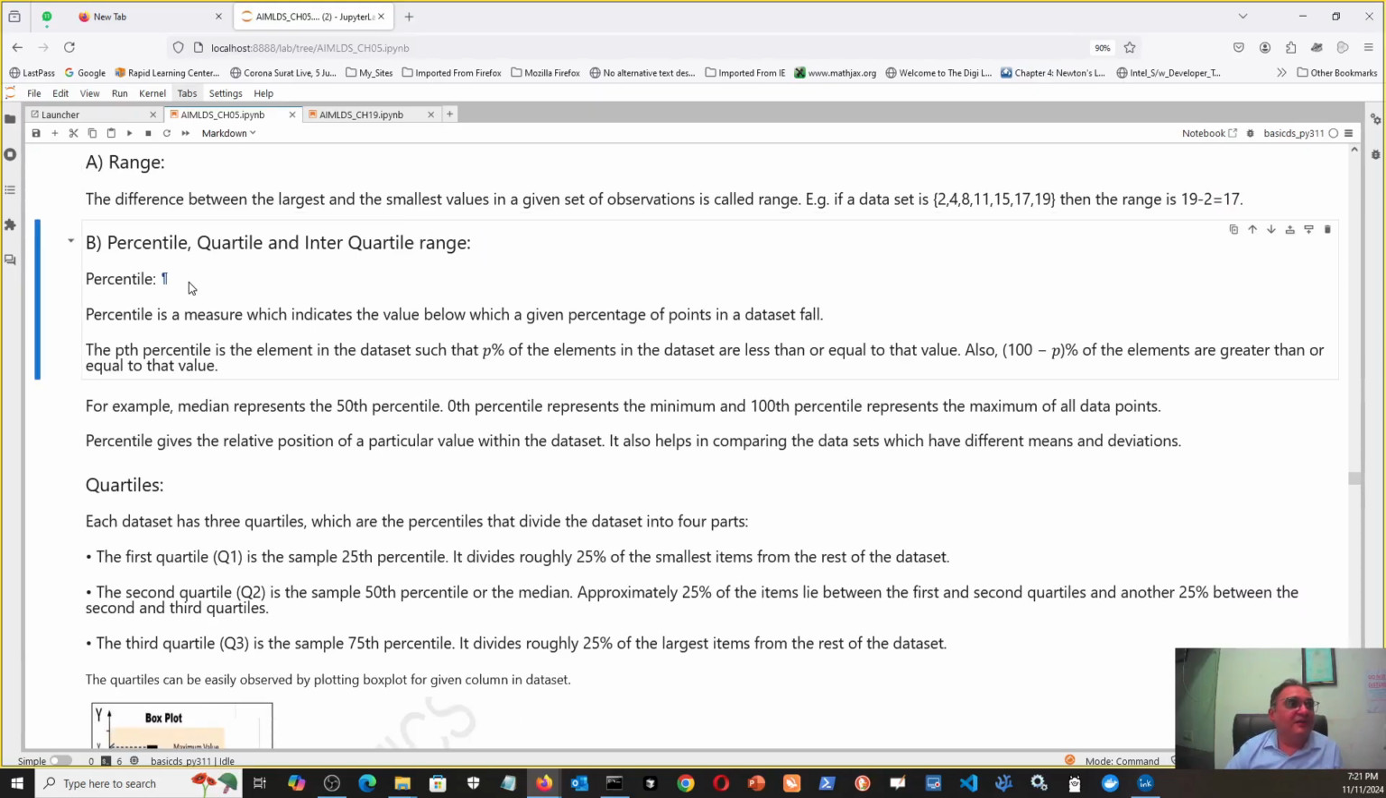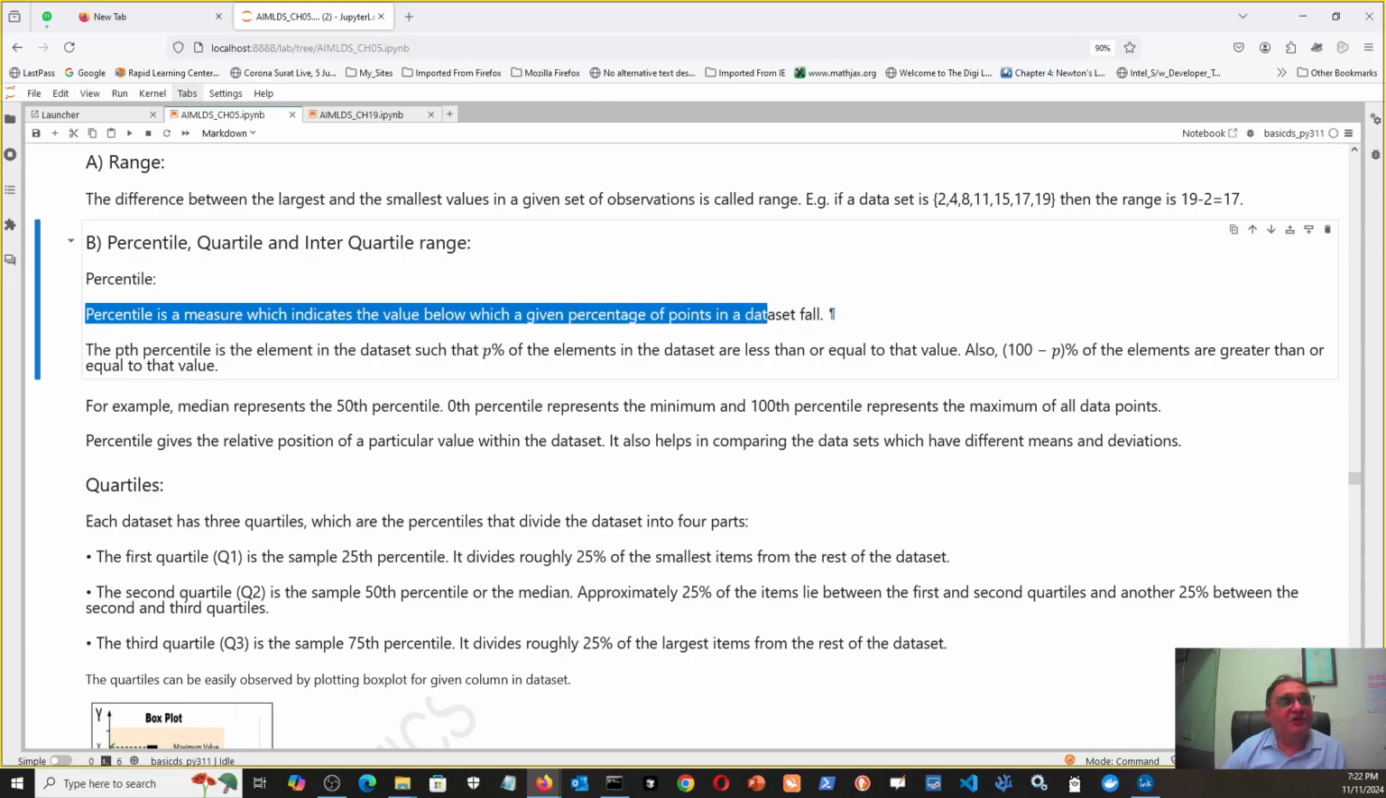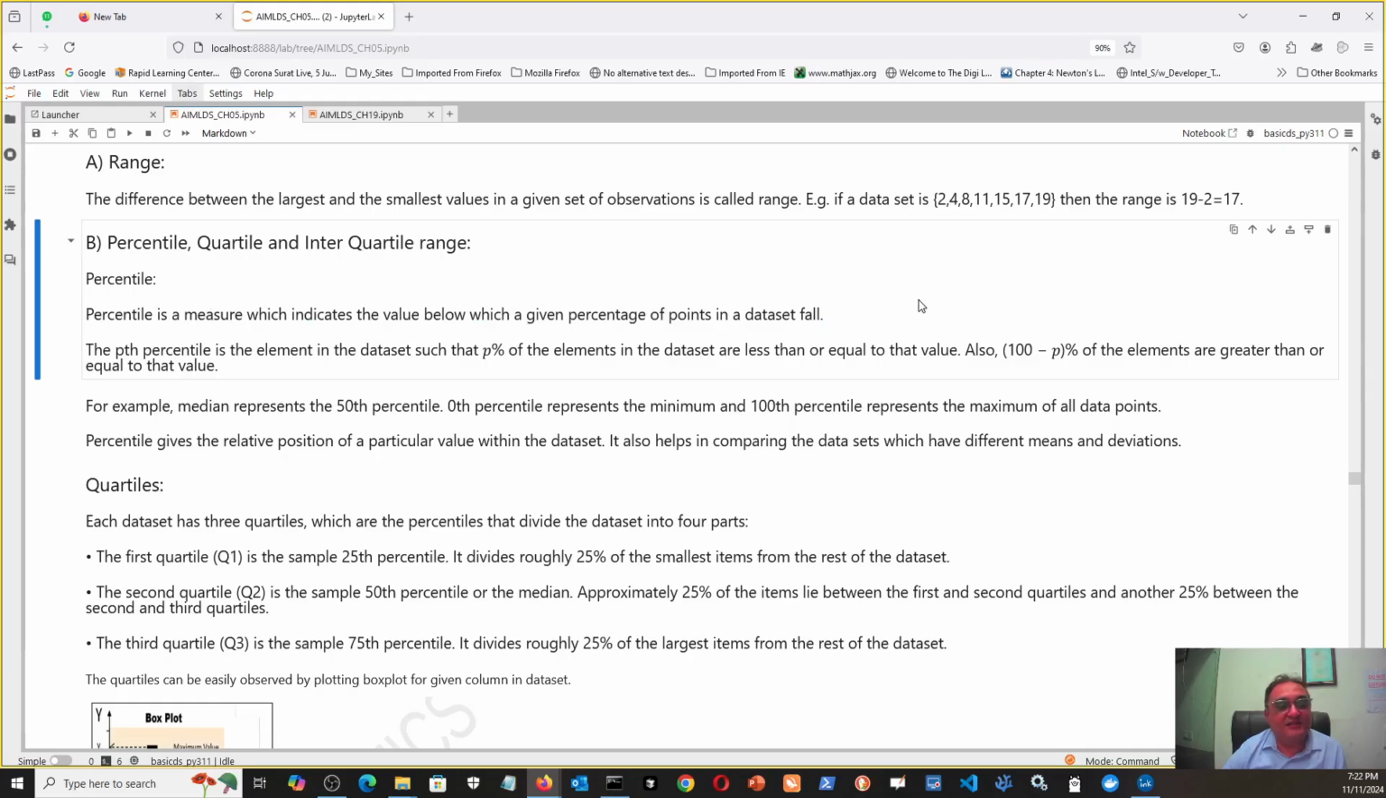Okay. Then percentile. Now, percentile, quartile, these are very important concepts and they will be required again and again in data science, machine learning, AI everywhere. Okay, so please pay attention. It's an important concept. So, percentile is a measure which indicates the value below which a given percentage of points in a data set fall. So, what is the meaning? Things do not become very clear unless you see this next sentence.